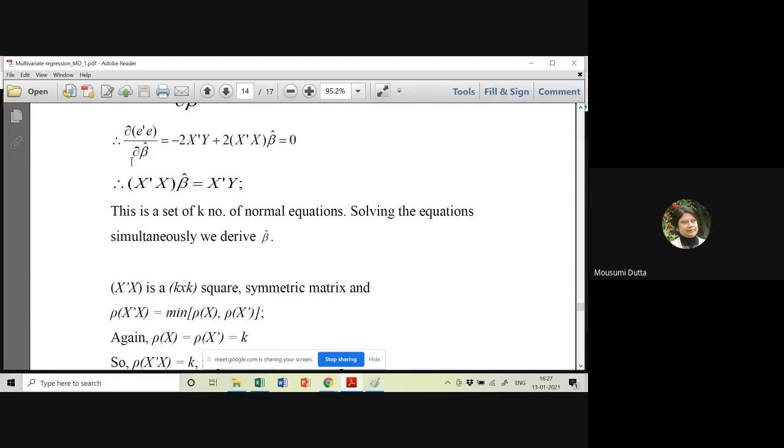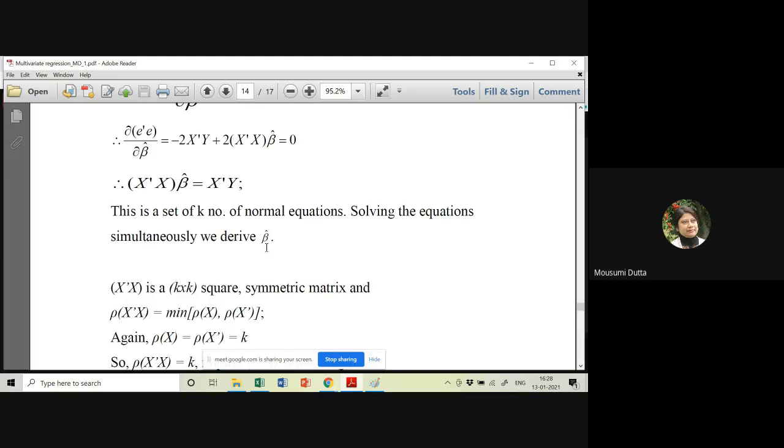So if I do so, I'm getting this set of k number of equations, x prime x beta hat is equal to x prime y. This is the set of k number of normal equations. In case of two variable analysis, I get two normal equations. In case of k variable analysis, we are getting k number of normal equations. Now, if I solve these equations simultaneously, we derive all values of beta hat.